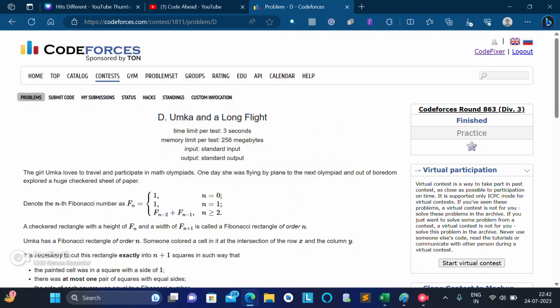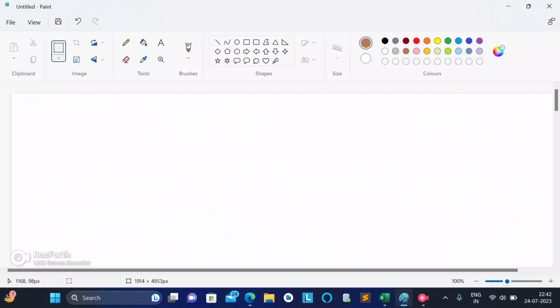Hello everyone. So today in this video we are going to discuss the question Umka and Long Flight, which was asked in Codeforces Round 863 Div. 3. In this question we are given a rectangle whose height is f(n) and width is f(n+1). So let's go into the paint and see.